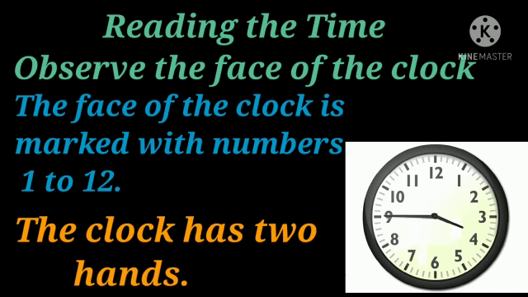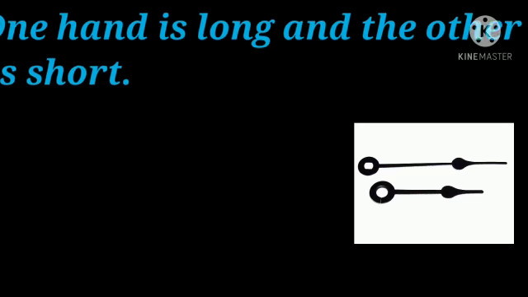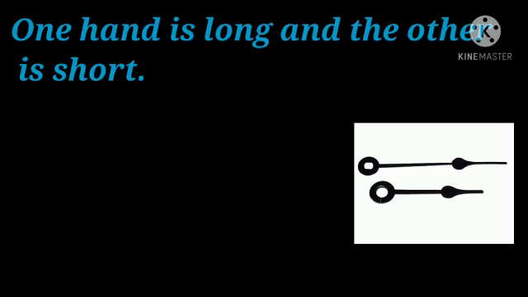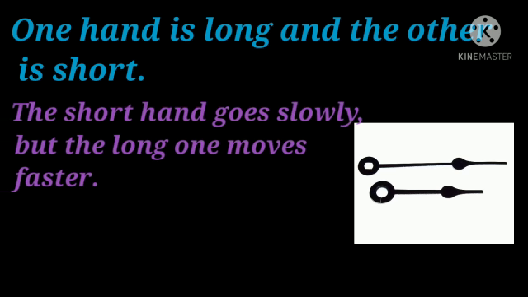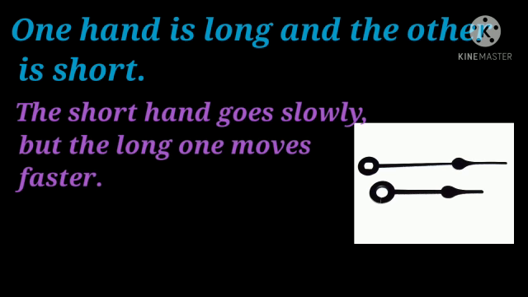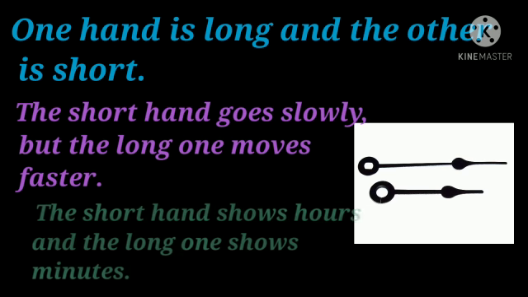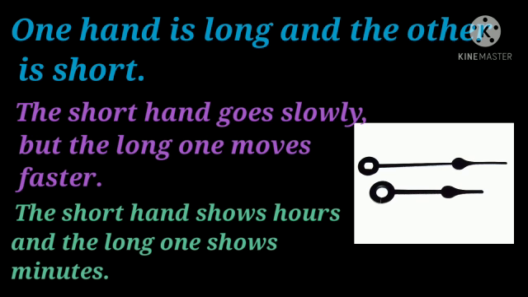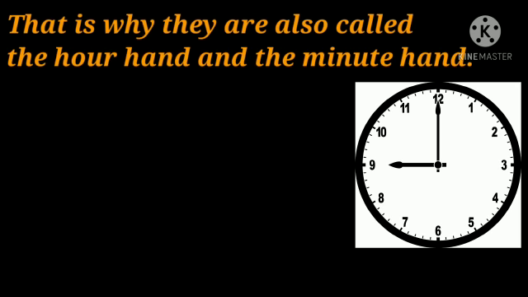The clock has two hands. One hand is long and the other is short. The short hand goes slowly, but the long one moves faster. The short hand shows hours and the long one shows minutes. That is why they are also called the hour hand and the minute hand.